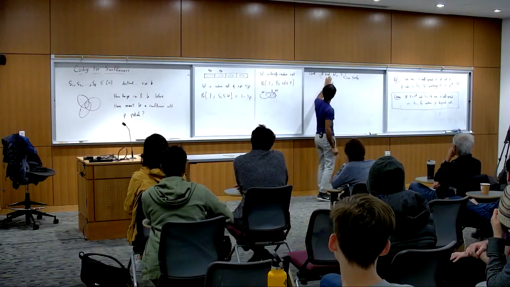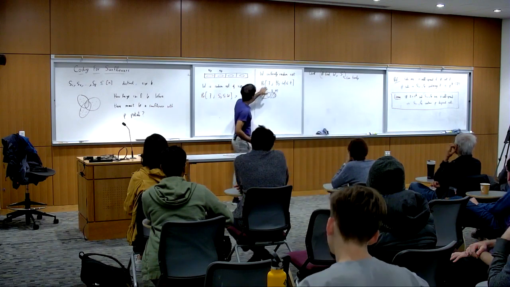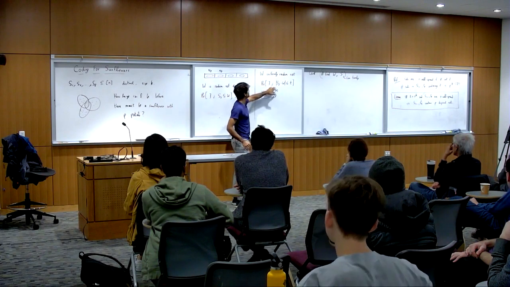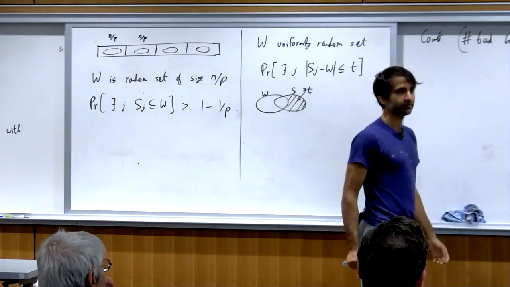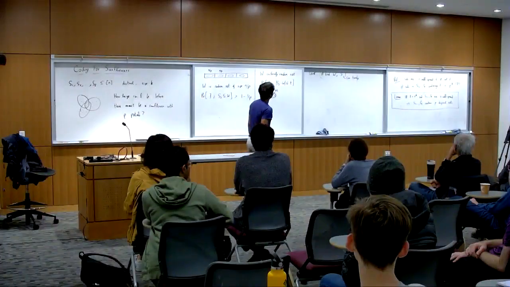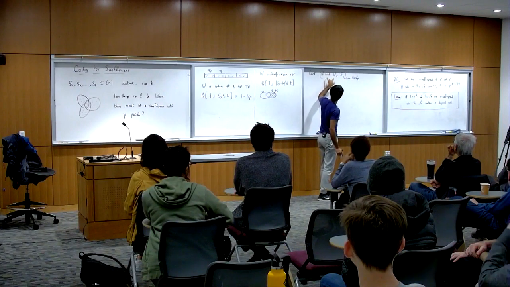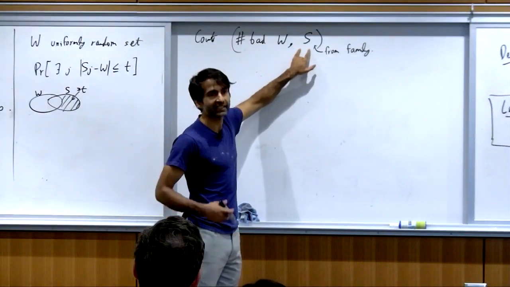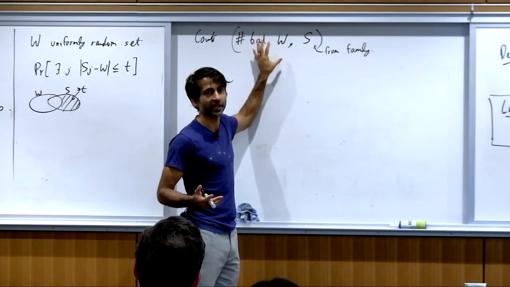I want to show that the number of bad W's is small. This is what I want to do. I want to argue that if you pick a random W, the probability that this event happens is small. Is this W bad for that S or for all S's? For all S's. The way I'm going to do this is I'm going to count the number of pairs where I have a bad W and any set S from the family. And if I can count that, then I'll get a count of the number of bad W's.